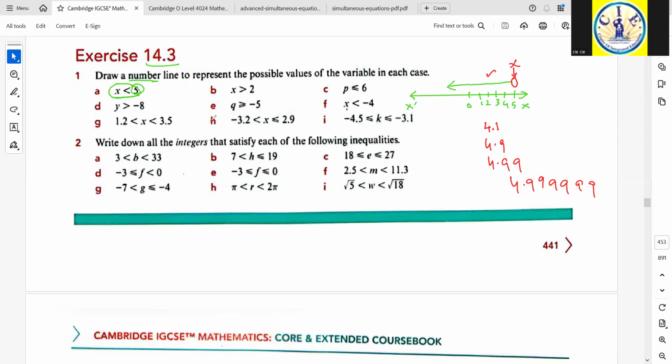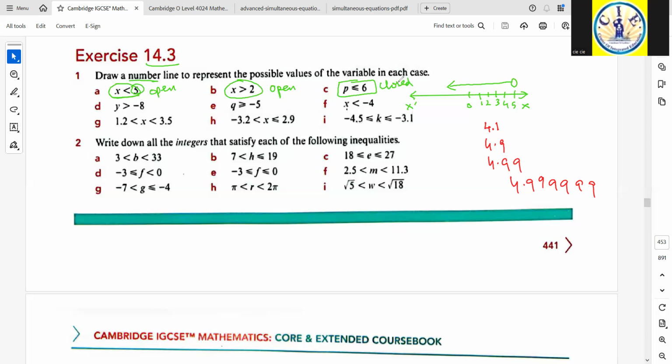So to depict that, we do it like this. On 5, you need to have a hollow circle depicting that you need to include values which are lesser than 5 but not exactly 5. This type of inequality is called an open inequality. This is an open inequality. This is also an example of open inequality. But this is an example of a closed inequality.